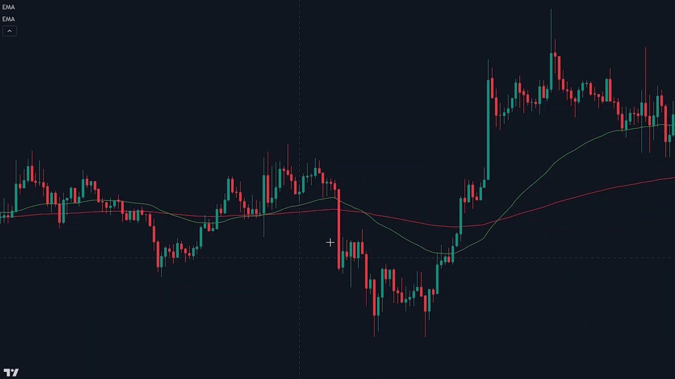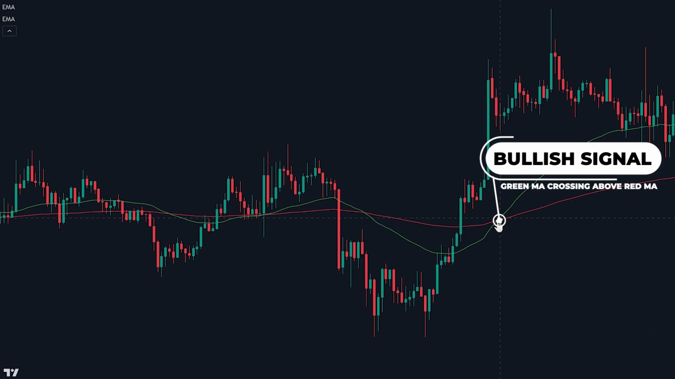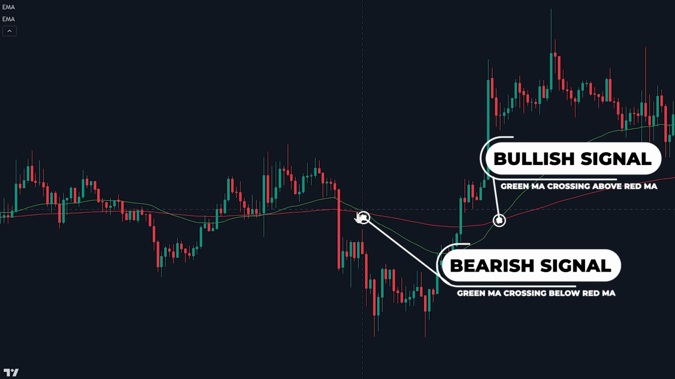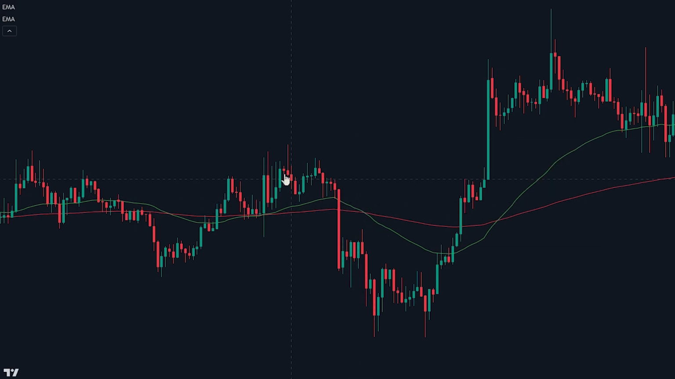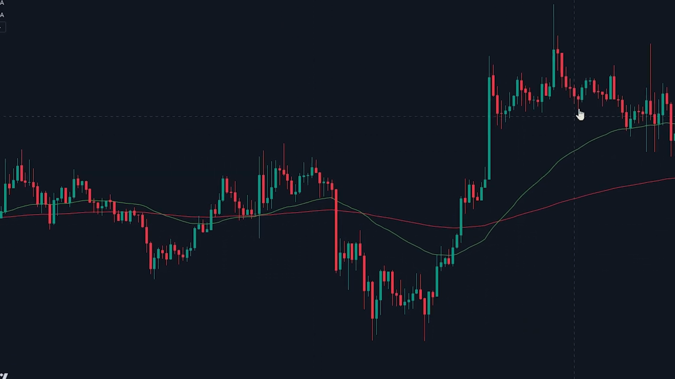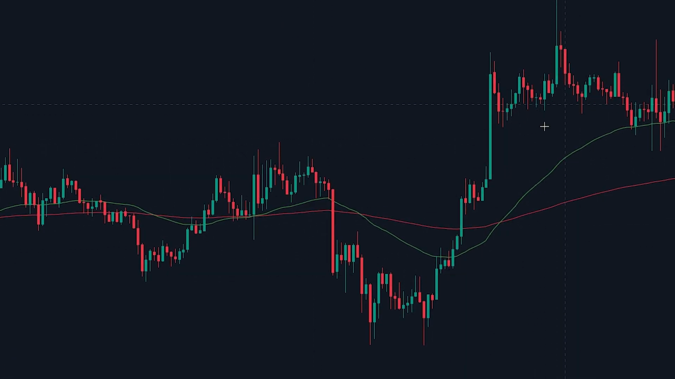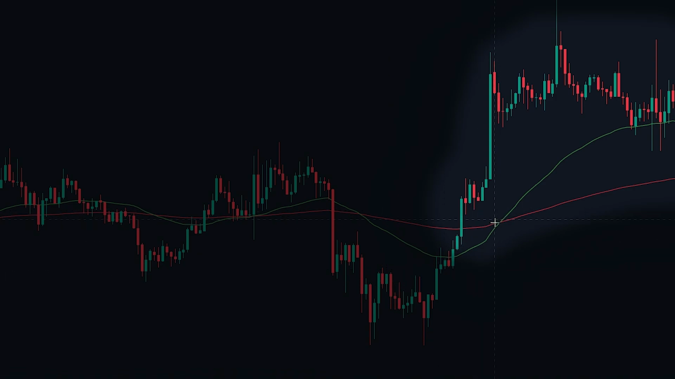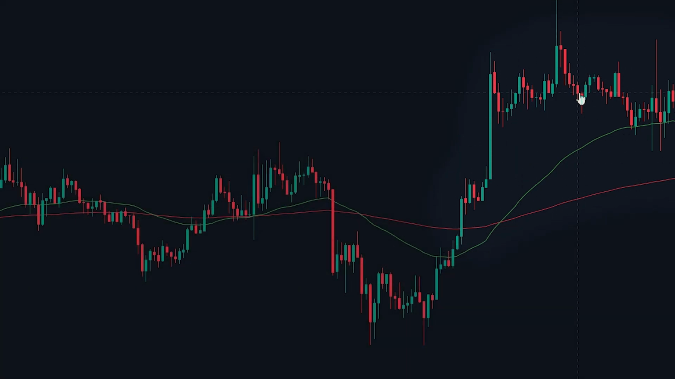In the following strategy, we will be considering the green moving average crossing above the red moving average to be a bullish signal, and the green moving average crossing below the red moving average to be a bearish signal. As you can see, by using this simple strategy, profitable signals will be given. Here we see that a bullish signal was given due to the green moving average crossing above the red moving average. We see that after this signal was given, the price indeed moved in the upward direction.